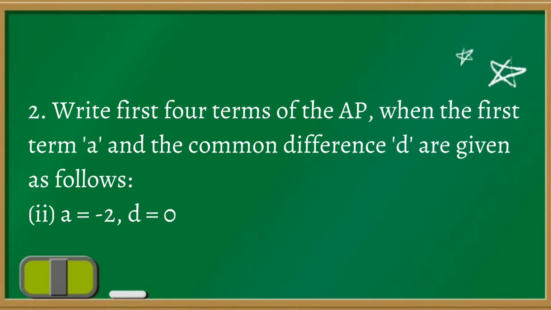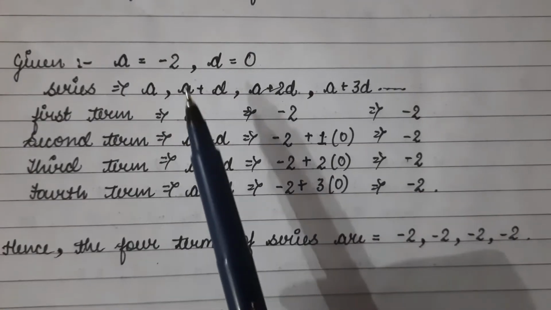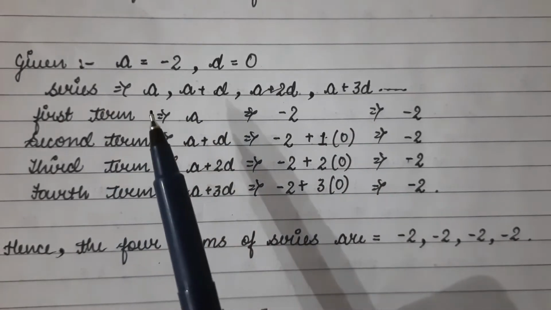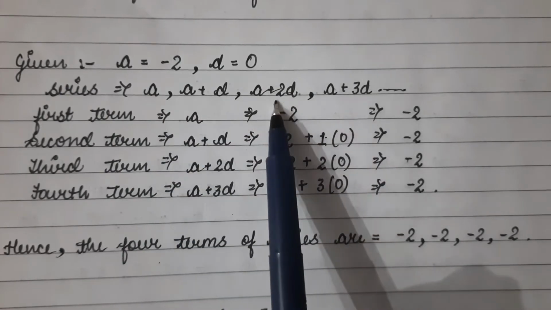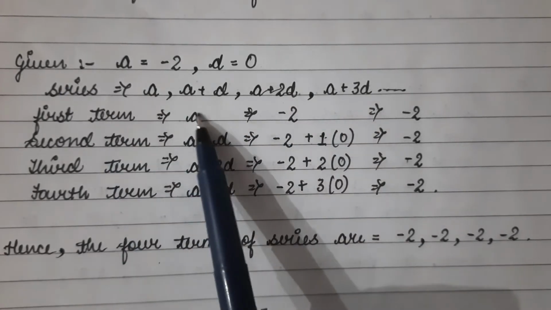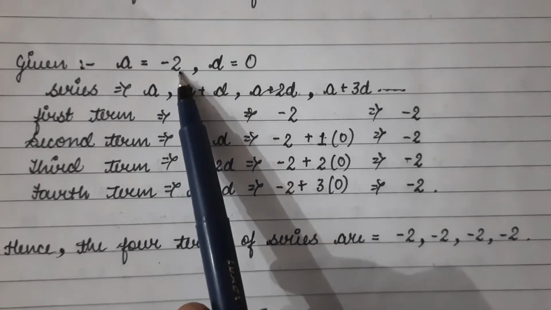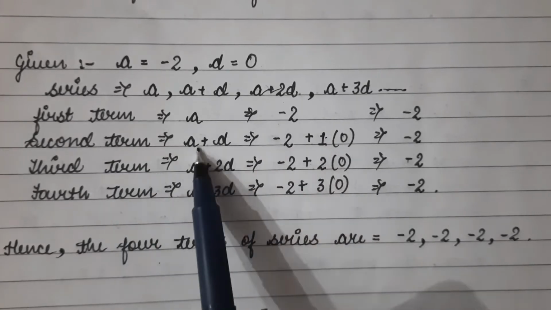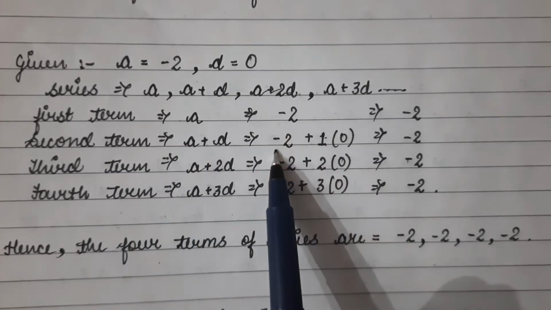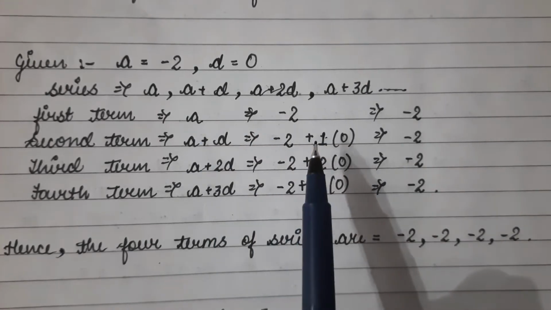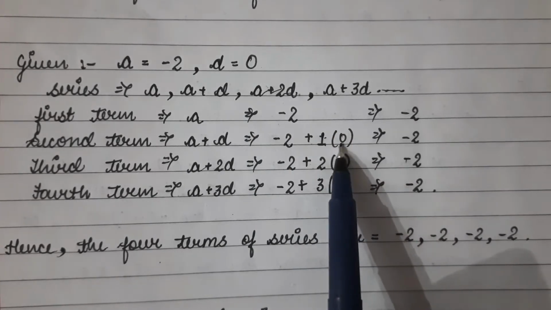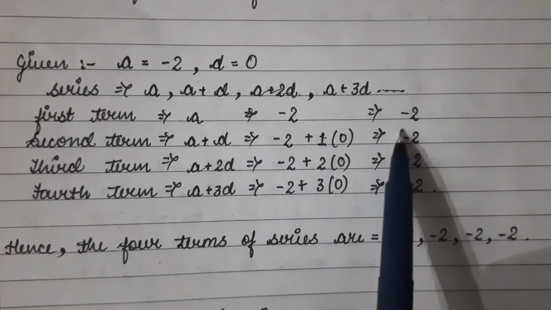Now the second part of the question. It is given that A is minus 2 and D is 0. Similarly, we know that a series in AP is written as A plus D, A plus 2D, A plus 3D. So the first term is A and the value of A is given in the question as minus 2, so we simply put the value minus 2. Second term is A plus D. So we put the value of A as minus 2, which is given in the question, plus 1 into the value of D, which is given as 0. Now 1 into 0 is always 0, so the answer will be minus 2.